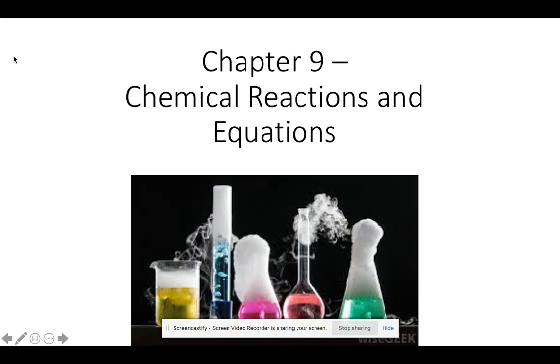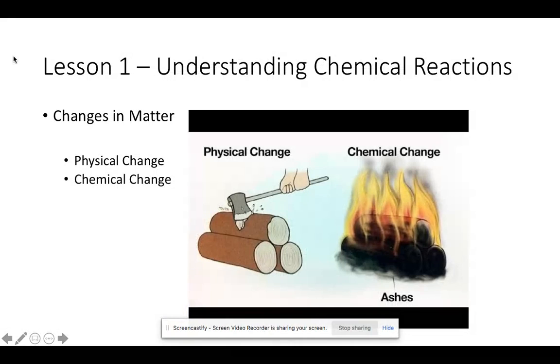Hi guys, so today we're going to start a new chapter. Today we're going to start chapter 9, and this chapter is going to deal with our chemical reactions and equations. So we're taking that bonding to the next level, and we're going to learn about equations. So today we're going to do lesson 1, understanding chemical reactions.